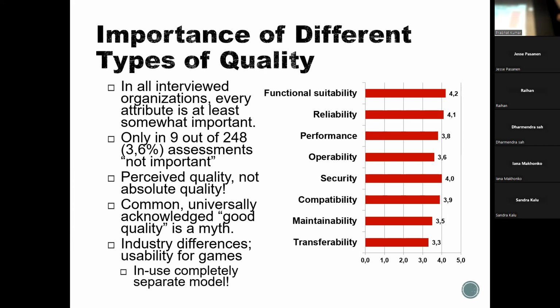And if you see this survey, most of them are above 3, right? Most of them are above 3 out of 5. So this can give you an intuition how important these factors are for software product quality.